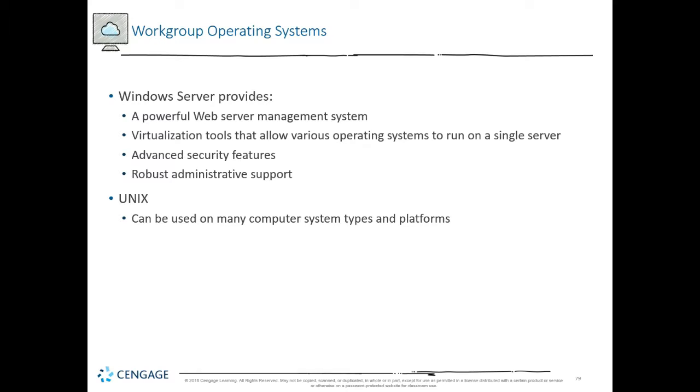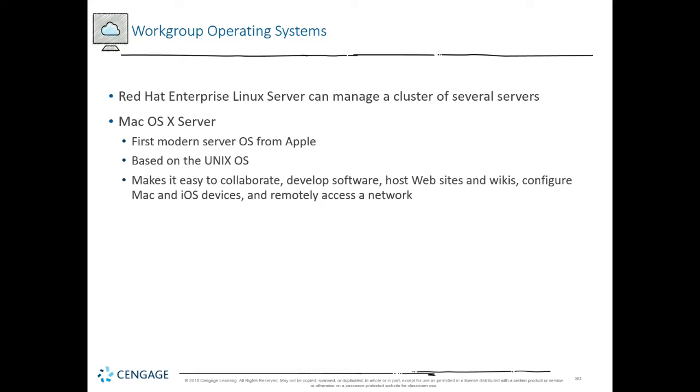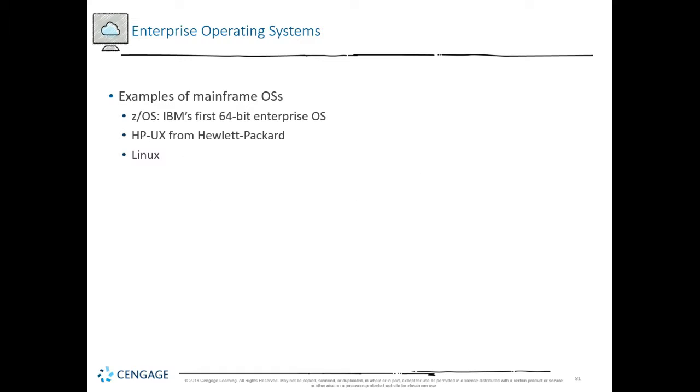Workgroup operating systems. Windows Server provides a powerful web service management system, virtualization tools that allow various operating systems to run on a single server, advanced security features, and robust administration support. Unix can be used on many computer operating systems. Red Hat Enterprise Linux servers can manage clusters of several servers. Mac OS X Server, the first modern server OS from Apple, is based on Unix and makes it easy to collaborate, develop software, host websites and wikis, and configure Macs and iOS devices and remote access.